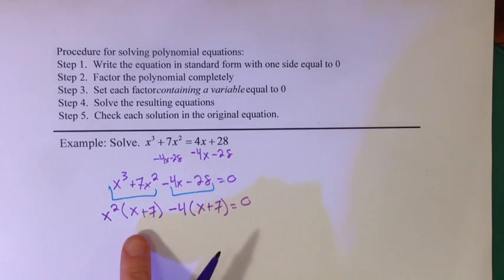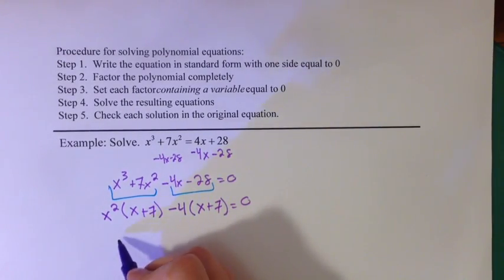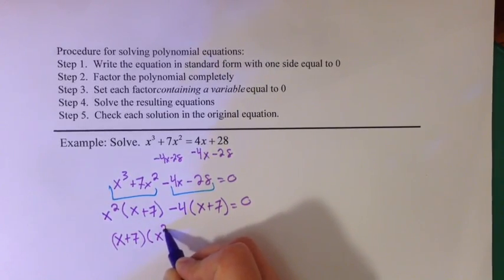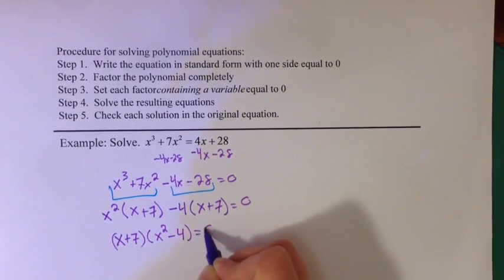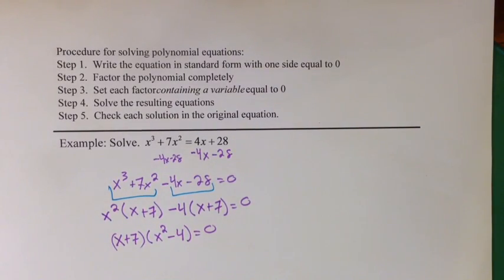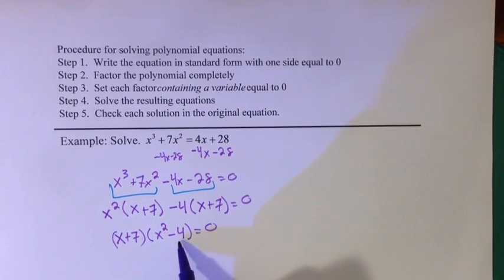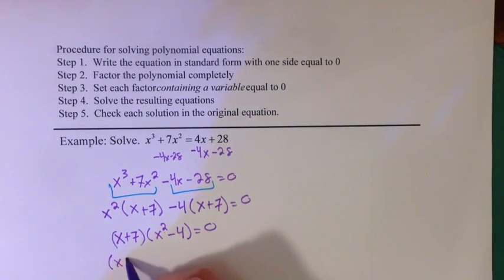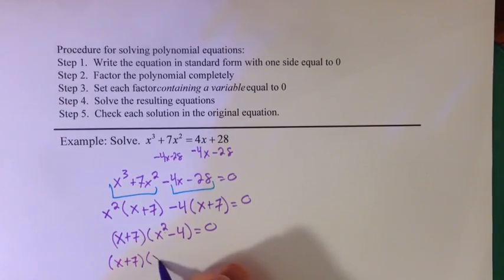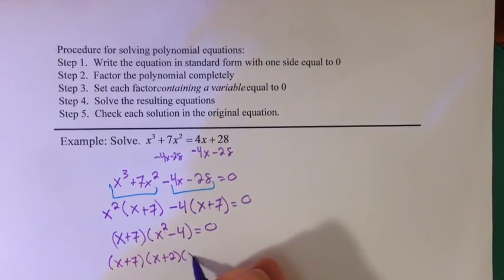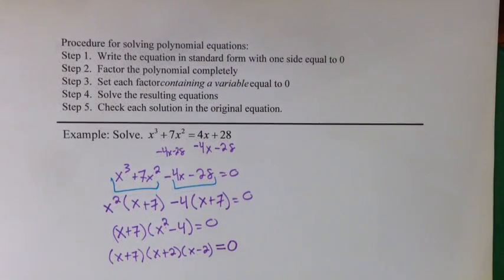And now that I've got my 2 groups factored, I can pull that x plus 7 all the way out, leaving behind x squared minus 4. Now I go ahead and look at this polynomial one more time to see if I've really factored it completely, and I notice that x squared minus 4 is a difference of squares. So this can be factored just a bit more to be (x plus 2)(x minus 2). So now I have (x plus 7)(x plus 2)(x minus 2) equals 0.